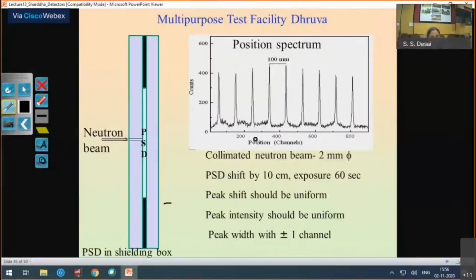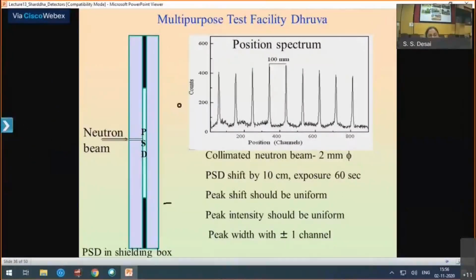So once a position sensitive detector is made, it should be characterized using a fine neutron beam at a multipurpose test facility before it is mounted on the actual neutron spectrometer. As we have seen in the simple detector, we need sensitivity, detection efficiency, other properties. Along with those, for a position sensitive detector, with every shifting of the position, even the peak should shift by the same channels. Here the channels are reflecting the 2 theta position.